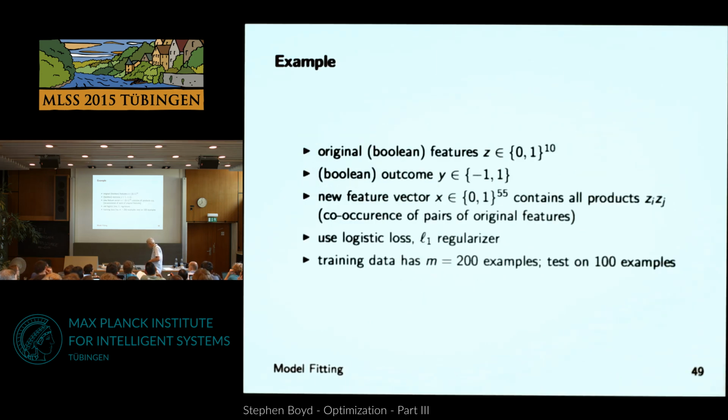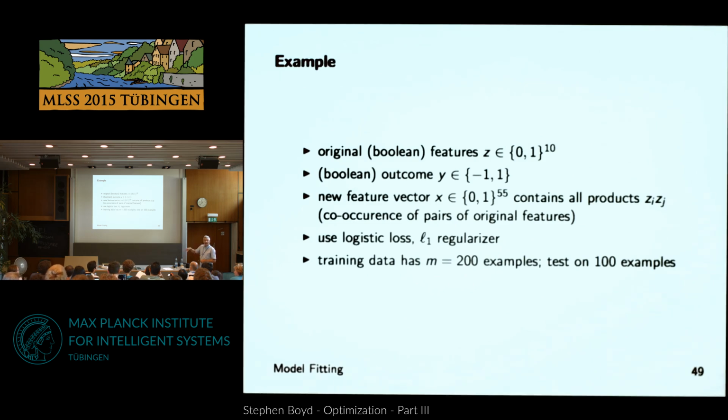Okay. All right. So we'll just do a quick example here. We'll do something with a bunch of Boolean features in, just 10-dimensional to make it simple. A Boolean outcome. And we'll make a feature vector which is all products of the co-occurrence of the original features, right?